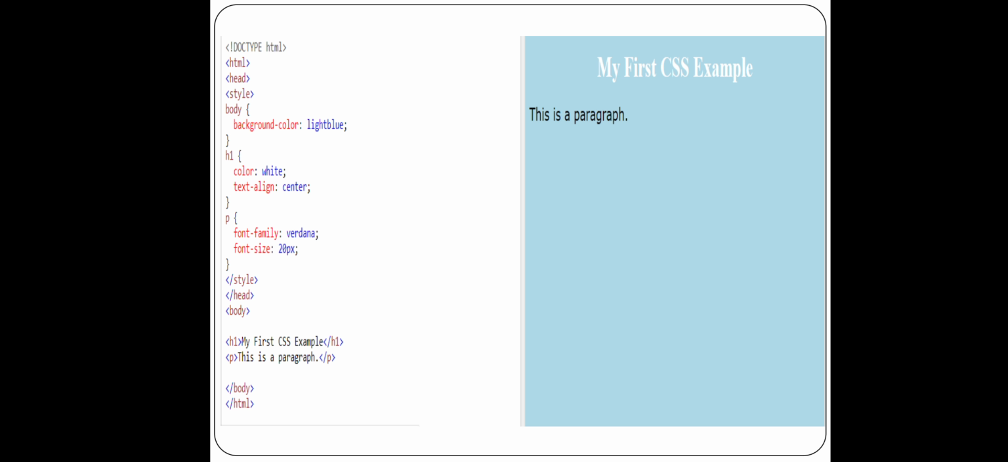For body, what property is it using? Background color should be light blue. So you can see in the output the background color has become light blue. Again for H1 they have used color equal to white, means the value for the color property is white, and text align is center. So whatever is written in the H1 tag will have these two properties. The text color will be white and it will be placed in the center, and since it is an H1 tag it will have the largest heading size.